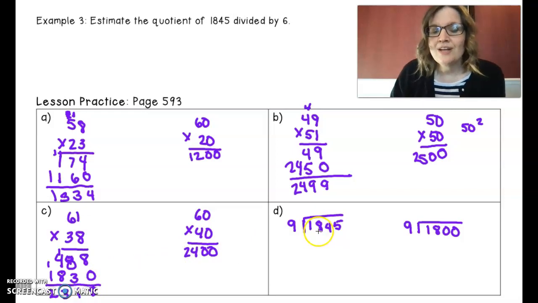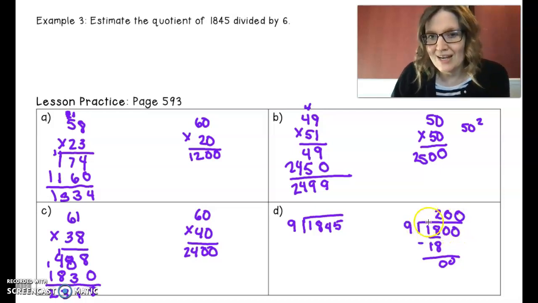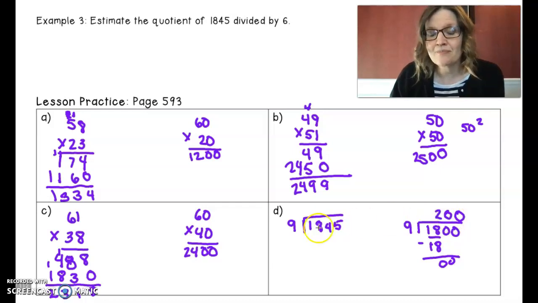Finally, 1,845 divided by 9. I rounded it to 1,800. I know that 9 can go into 18 twice. 2 times 9 is 18. I subtract 0, and I pull down the 0, 0. So 1,800 can be divided by 9, 200 times.